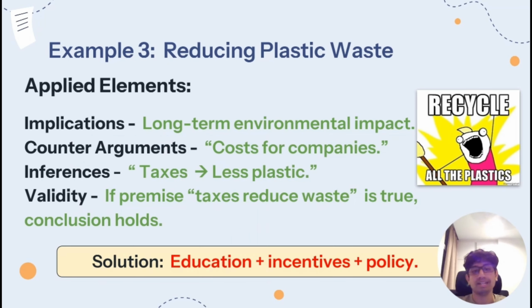So for reducing plastic waste, we need to look into some of the applied elements of logic which we learned in chapter 2. First is implication. So we need to show the public how dangerous plastic can be. As we all know, plastic is a very dangerous substance as it causes global warming and climate change, along with also affecting marine life. I'll tell you how it affects marine life.